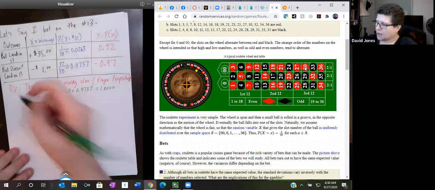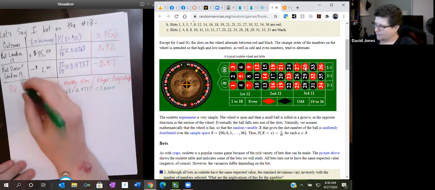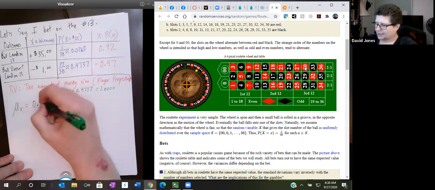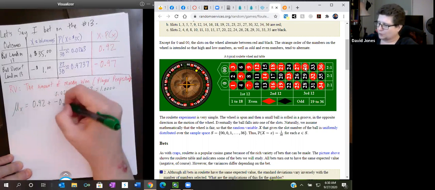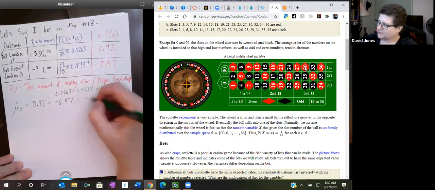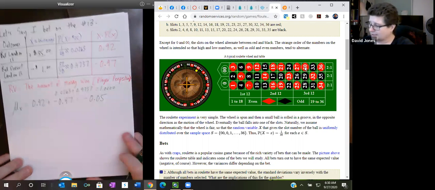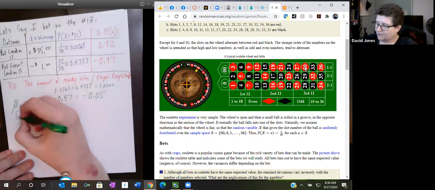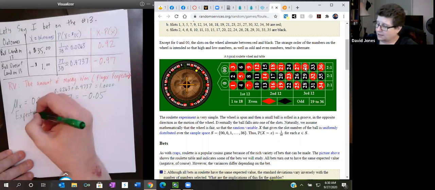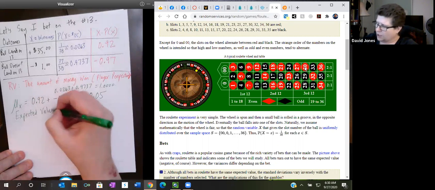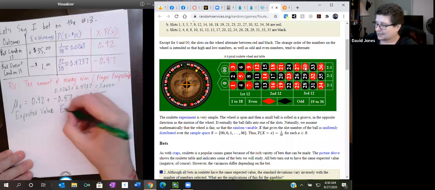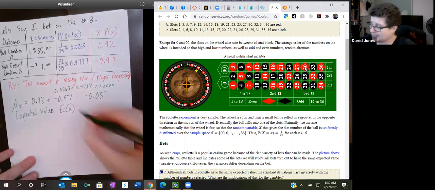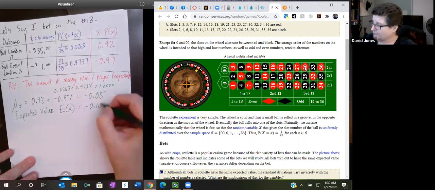The mean of the random variable is the sum. 0.92 plus negative 0.97 is negative 0.05. That's my mean. This is the expected value. And we often use capital E of X. Expected value of X is negative 0.05.